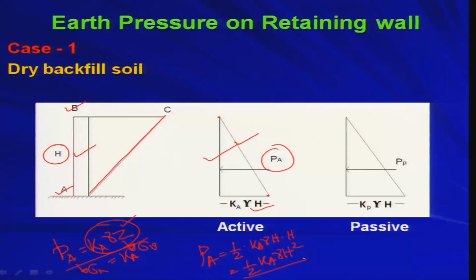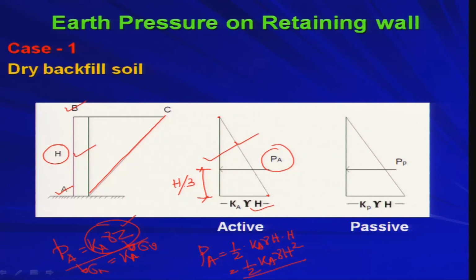Now, this P a is the total active thrust. It acts at the center of gravity of this triangular area. This distance is H by 3. So this P a will be acting at H by 3 from the base. Agreed? So you know the whole thing now.